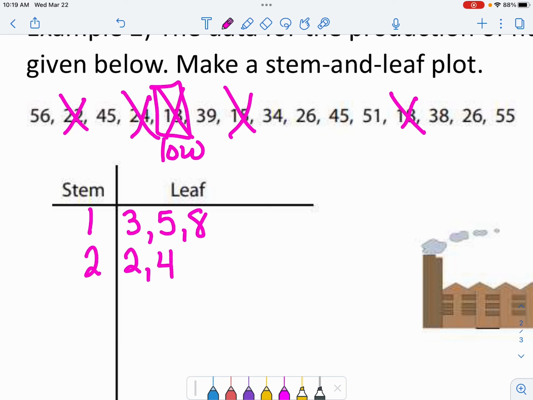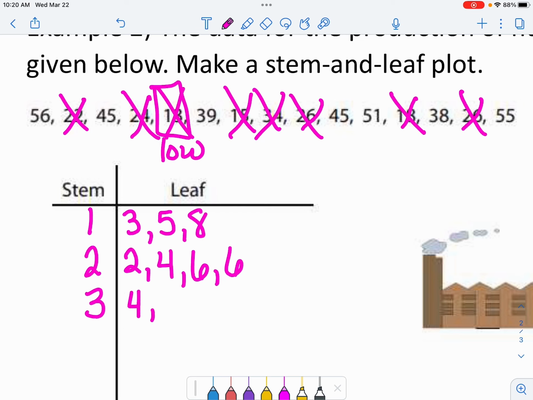Okay. 26? And there's 2 26s, so we'll write 2 6s on our leaves. What about, I think that's it for the 20s? Yes. Okay, let's go to the 30s. 34? Why can't I find, oh, there, I could not find 34, good. What about next? 38? And then 39, all right.